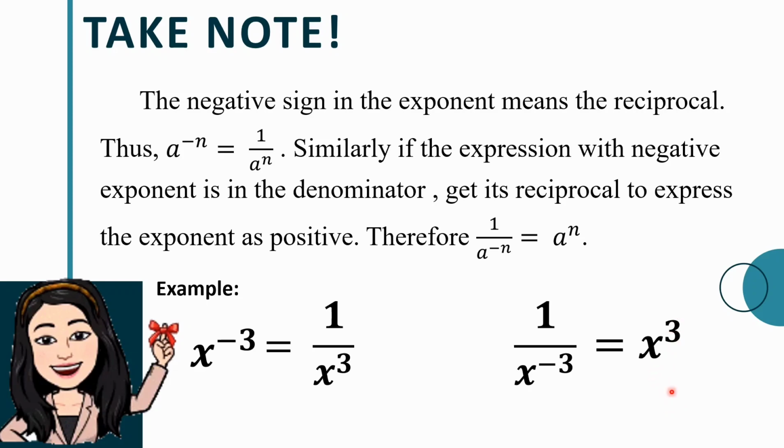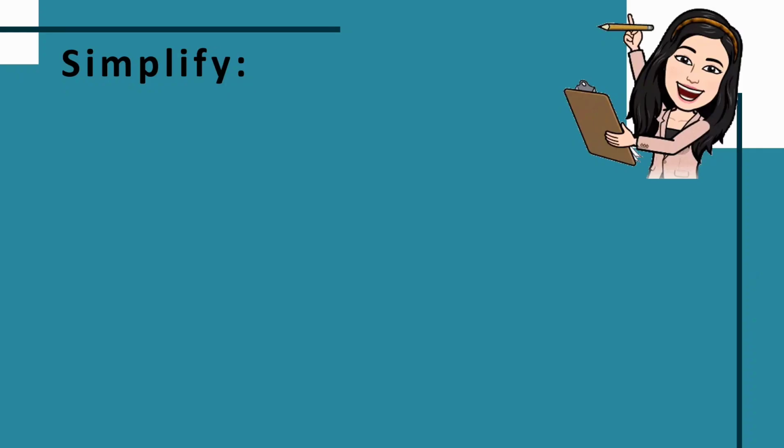Applying the rule for a negative exponent, let us simplify the following. First, 3x cubed y to the 6th power divided by x to the 5th y to the 4th power. So let us observe the exponents of each variable. Let the variable with a greater exponent remain in its position, but subtract the smaller exponent from the larger exponent. So ito po yung technique in order to simplify it easily.